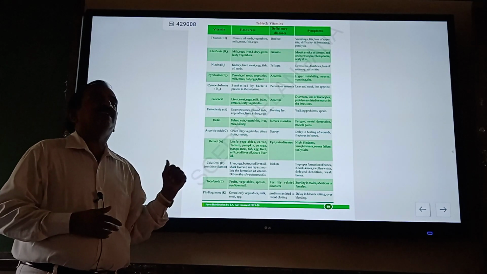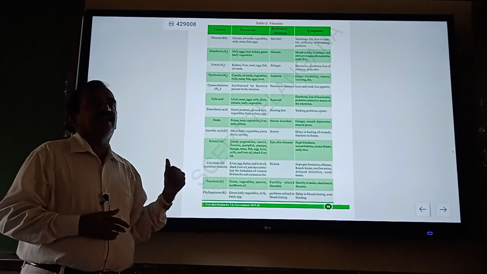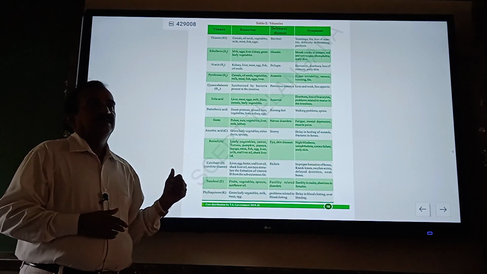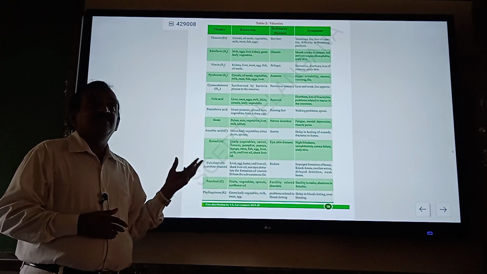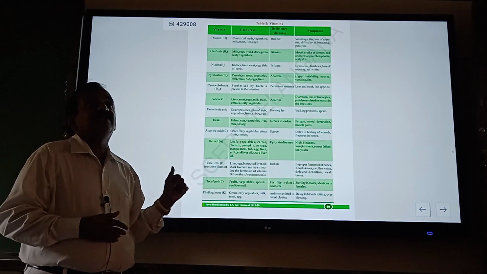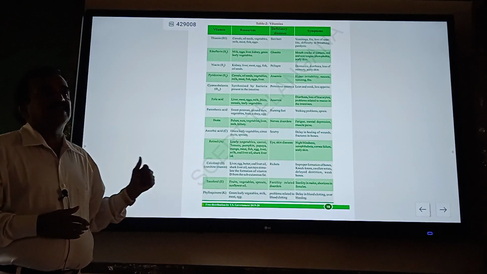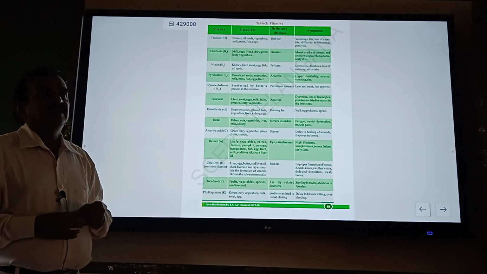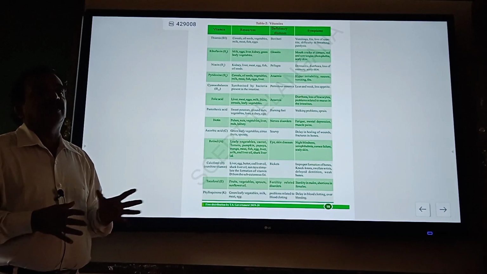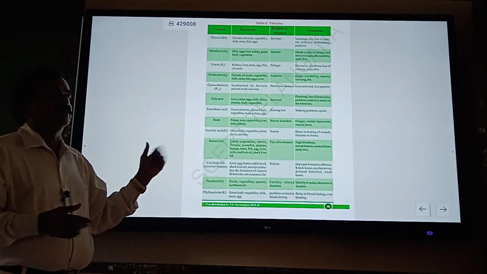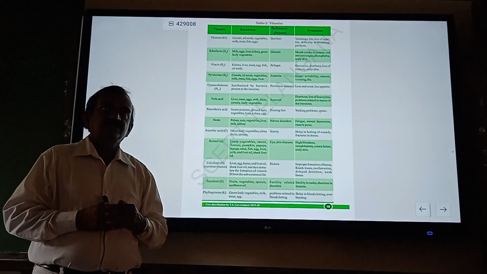Ascorbic acid is also called vitamin C. Retinol is called vitamin A. Calciferol is called vitamin D. Tocopherol is called vitamin E. Next, phylloquinol is called vitamin K. Like that, you see vitamins are there.